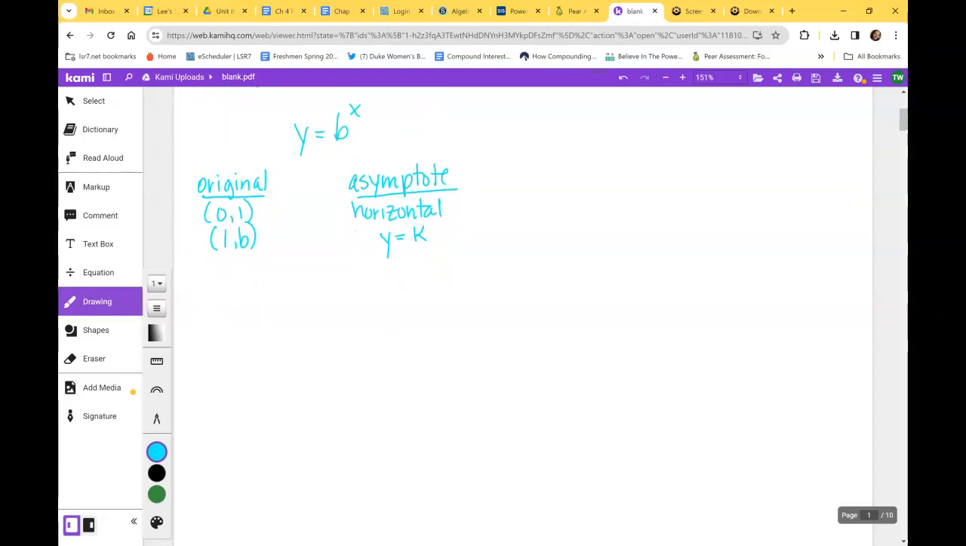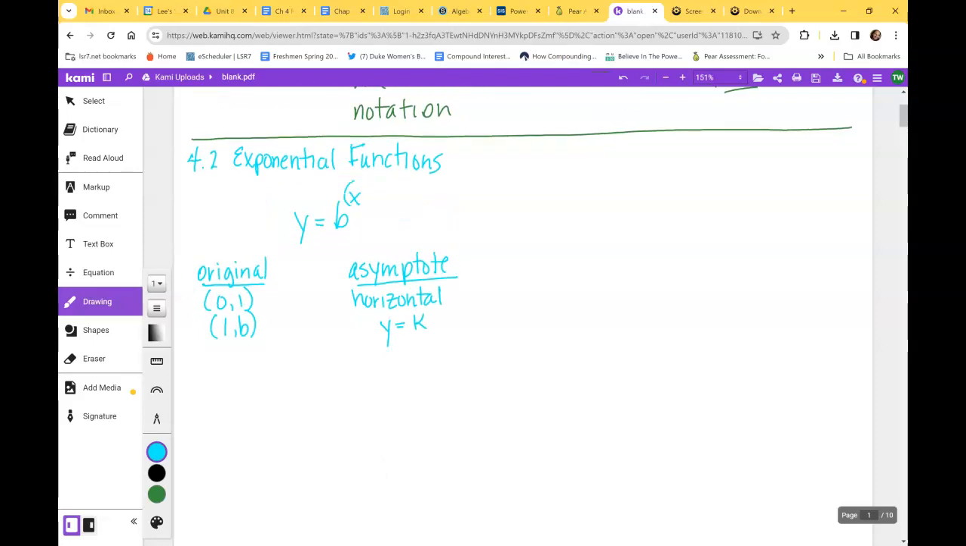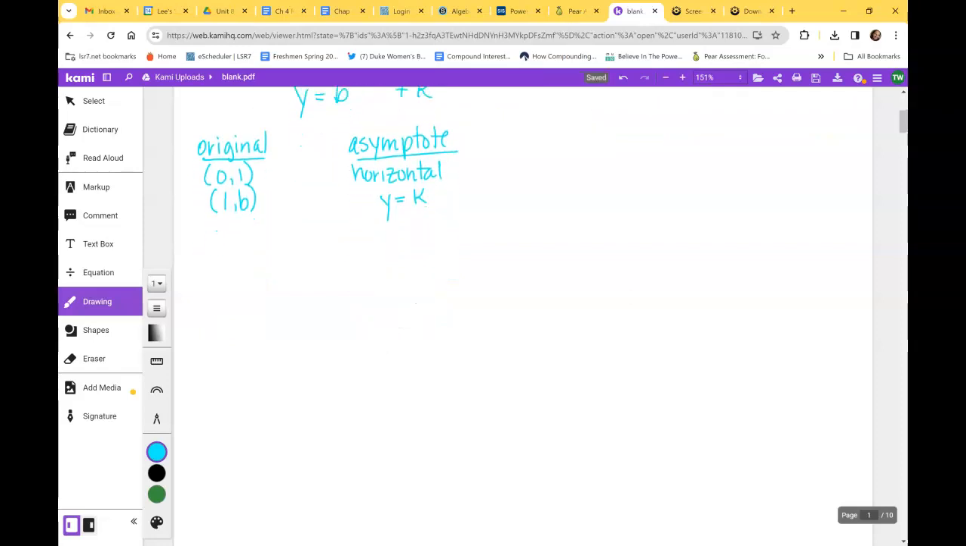And I'm going to redo this up here so that I've got x minus h plus k, so that we remember that that's where the k is. And then your parent function looks like this. Before you do any flipping or moving, it goes like this, and it always goes through 0, 1.